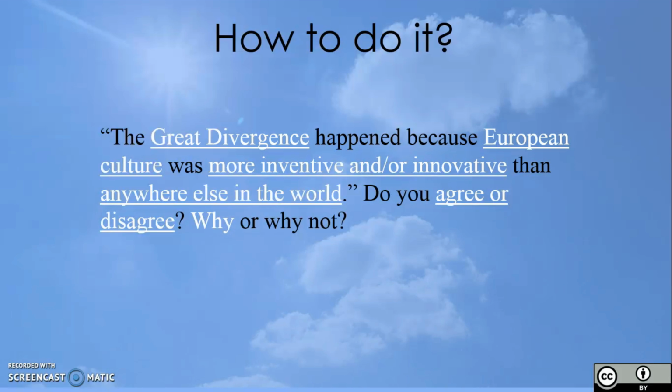So you're going to have to find out who claimed that European culture was more inventive and innovative, what their reasons were, and what was happening elsewhere in the world in terms of inventiveness and innovation as relevant to a divergence. And then you're going to use that information to say whether or not you agree with the statement that the Great Divergence happened because European culture was more inventive and or innovative than elsewhere in the world. And then you're going to be able to argue why or why not this happened. So you see what I've done.